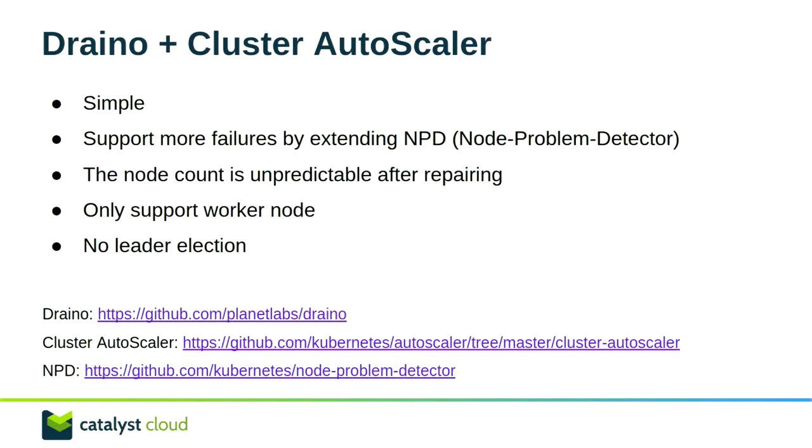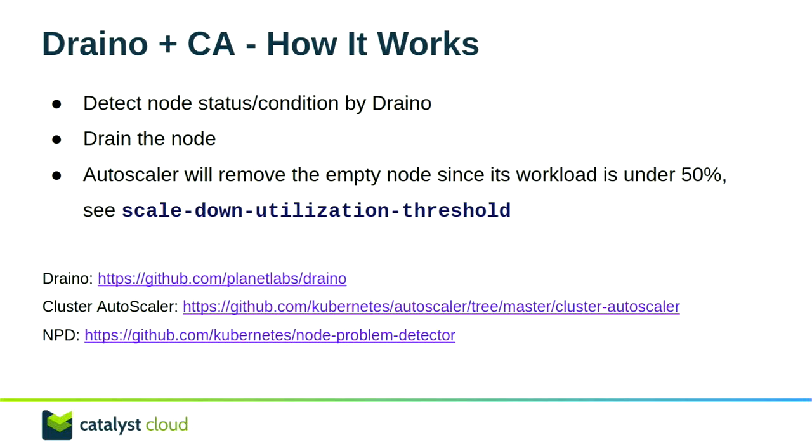But there is a problem. With the autoscaler, the node count is unpredictable after repairing, because we are leveraging the autoscaler to replace the broken node. Another problem is that this combination only supports worker node failure, and there is no leader election. So I will explain how it works, how Draino plus cluster autoscaler works.